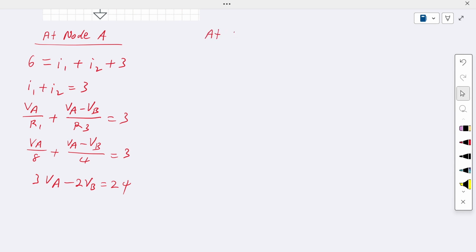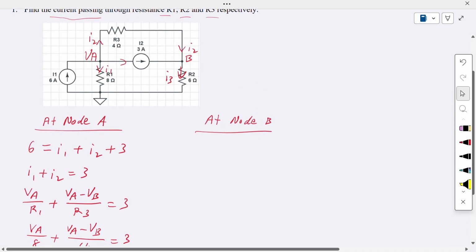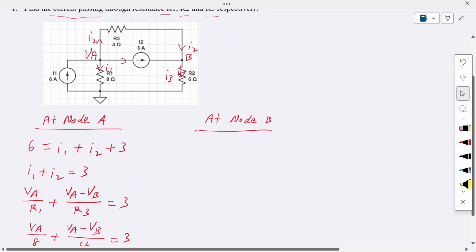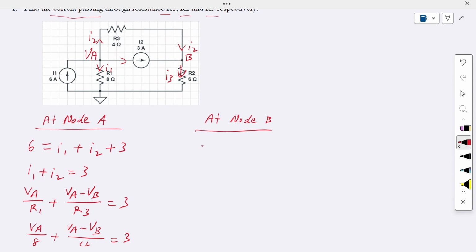Now we write Kirchhoff's current law at node B. If we refer to this junction node here, we have 3 currents at junction node B. Two currents are going in, which is I2 going through the junction node B, plus the 3 ampere current source, and only 1 current coming out, which is I3. So I2, which is VA minus VB divided by R3, plus 3 is equal to I3, which is VB divided by R2.